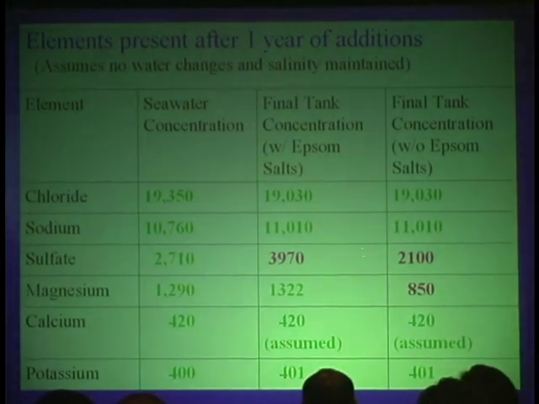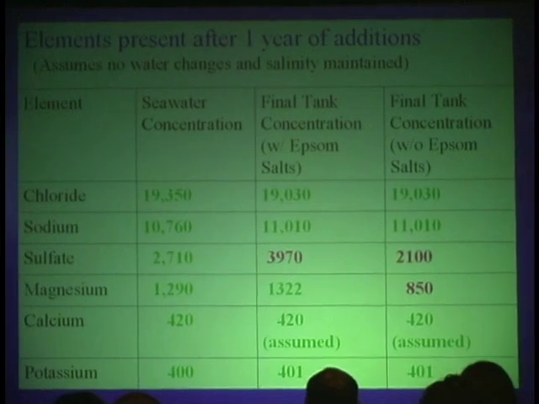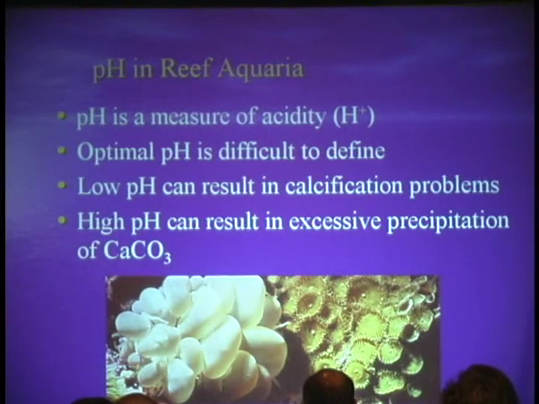If you didn't use the Epsom salts, then even though, losing my power again, even though you can keep the sulfate from rising, in fact, you can actually make it go down if you don't add any Epsom salts, magnesium will decline a lot. I personally think that low magnesium is a much bigger problem than high sulfate, and so that's why I've suggested that people add magnesium sulfate to keep the magnesium from dropping.